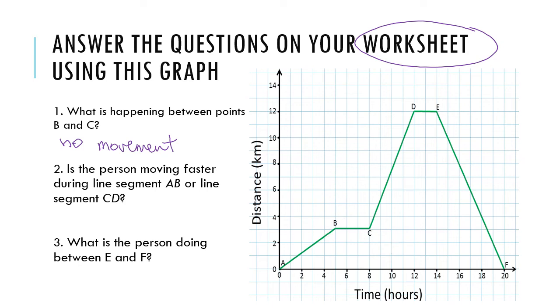What about number 2? Is the person moving faster during line segment AB or line segment CD? So if you think back to our last slide about acceleration, when did we say that the graph is going to be showing us faster speed? Yep, that's right, when the line is steeper. So you notice that it is steeper from C to D. It has a higher slope.